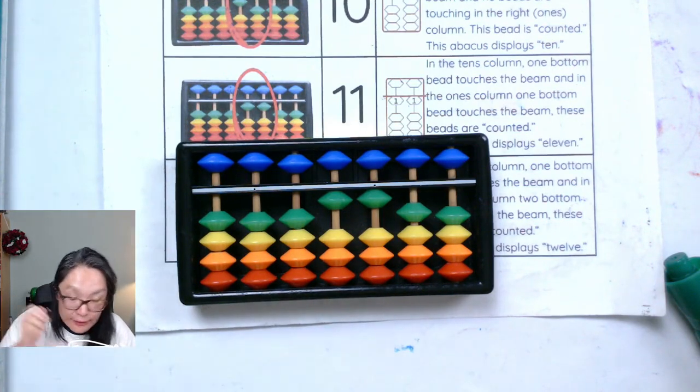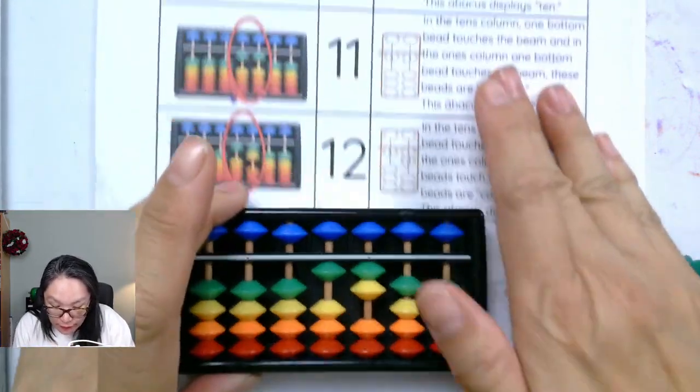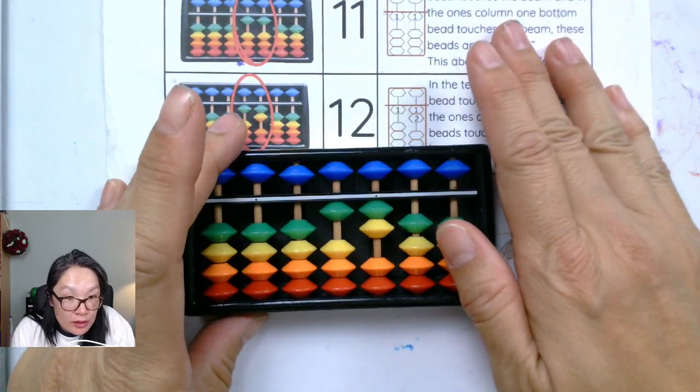This is what 11 looks like. And then we have 12. This is what 12 looks like.